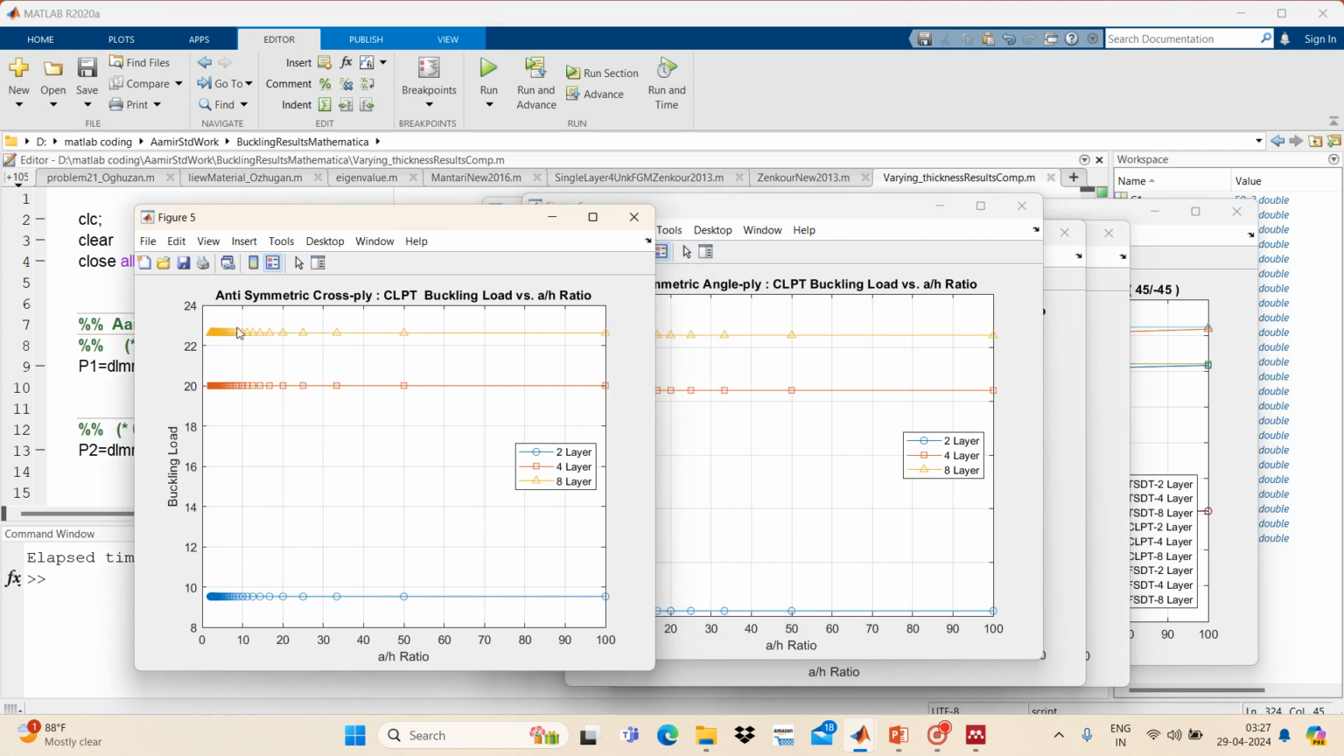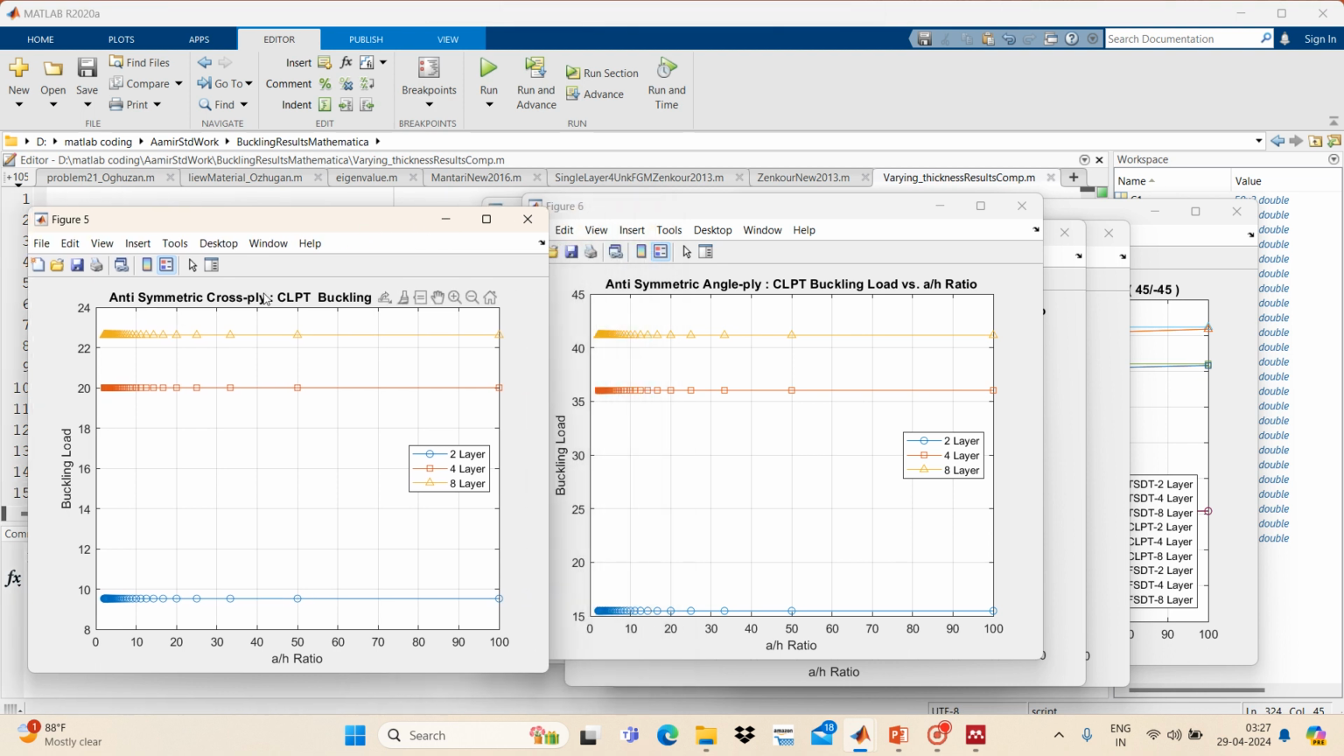Now this one is anti-symmetric cross ply using the classical plate theory. This 2 layer is this one, which is showing a constant value throughout; it is not varying as the a by h ratio is varying. For 4 layer, it's almost 20 and it's also constant, and for the 8 layer it's nearly 22 point something or 23, so it is also a constant value. So this is for the anti-symmetric cross ply, meaning 0/90.